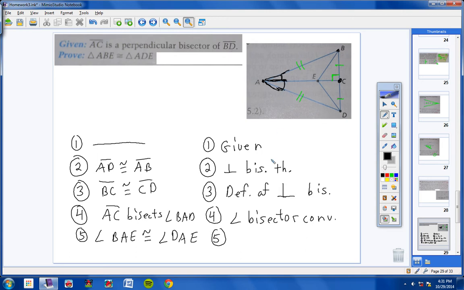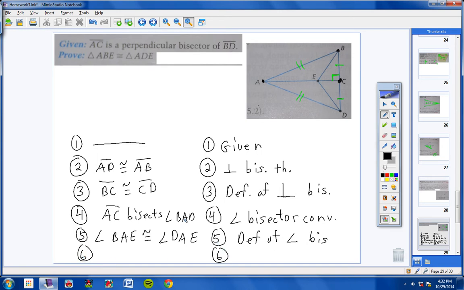Now, how do I know that? Because look, guys, I just said in my last step that this segment here is an angle bisector. I just said that right here. So, if AC is bisecting this big angle here, then I know this angle here has to be congruent to this angle here. And the reason would be definition of an angle bisector. Okay? All right, moving on to number 6.